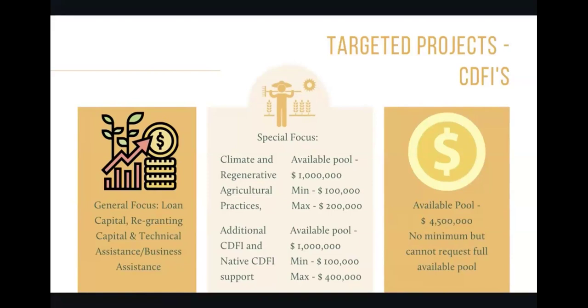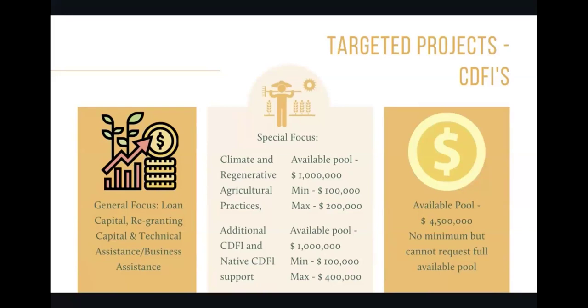Well, CDFIs also have another special emphasis category that they can apply for, and this does not apply to educational institutions, tribes, or 501c3s. So you do have the option as a CDFI to also apply for additional CDFI and Native CDFI support. The available pool here is $1 million. The minimum amount we request that you ask in your budget is $100,000. The maximum amount here is $400,000. So with our CDFI projects, we want them to focus on loan capital, re-granting capital, and technical assistance and business assistance.